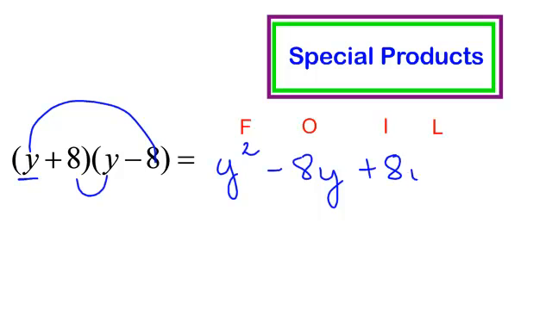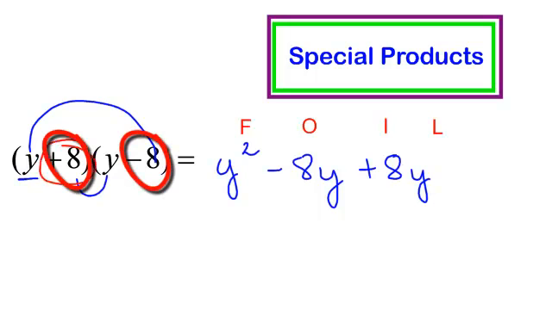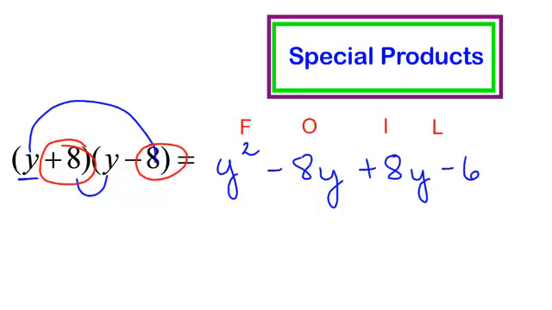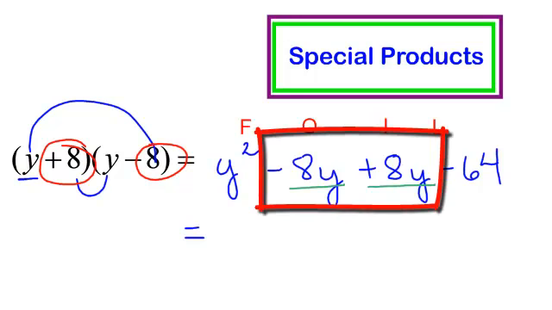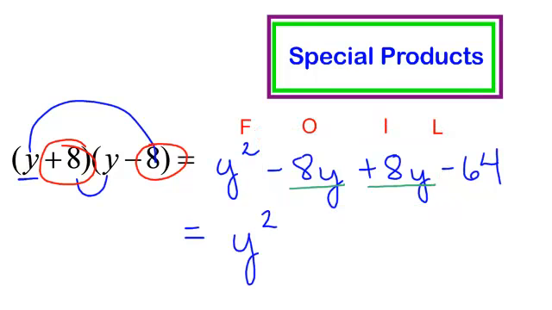And the last term, many students want to all of a sudden add these. No, you multiply the first, multiply the outer, multiply the inner, and multiply the last term. So the last term in this parentheses is a positive 8 times a negative 8. That would be a negative 64. And then we combine our like terms. I have a negative 8y and a positive 8y. They will cancel. My answer is y squared minus 64.